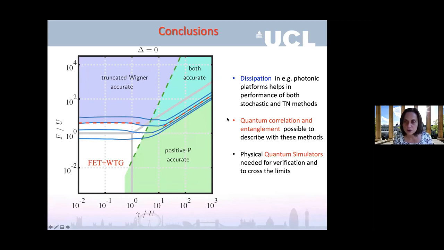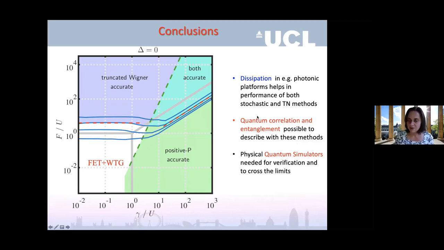So just to conclude, I wanted to say that dissipation present in photonic platforms helps the performance of both stochastic and tensor network methods. We were able to make them both work thanks to the dissipation, thanks to the fact that some of the entanglement was lost and the trajectories were not escaping to infinity, as in the case of positive P, or also in the case of entanglement. If you do dynamics, you know that sometimes at short times your whole dynamics can blow up because of the growth in the entanglement, but the dissipation is helping to overcome that.